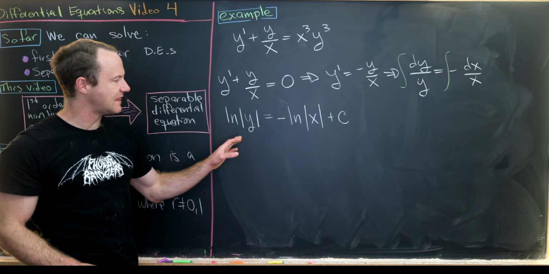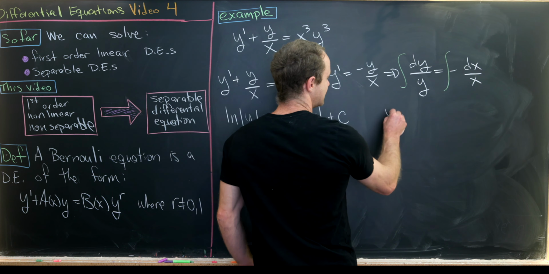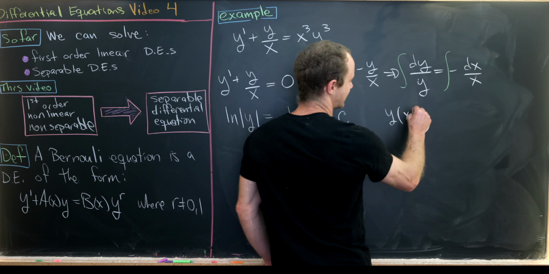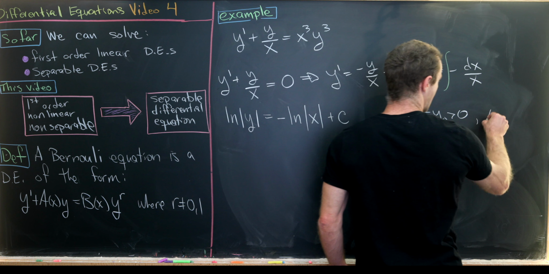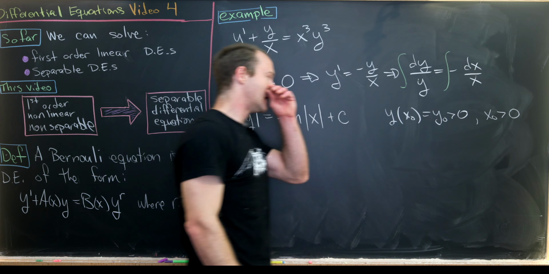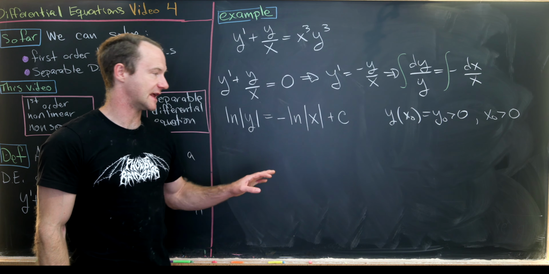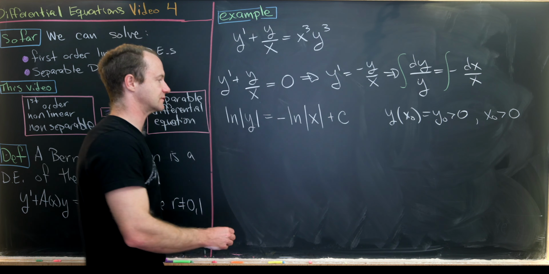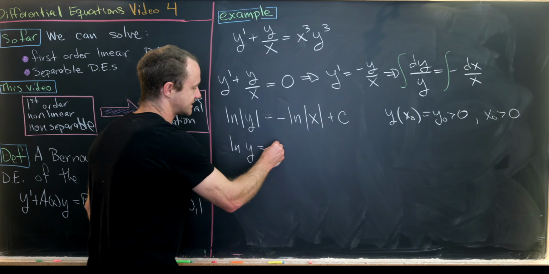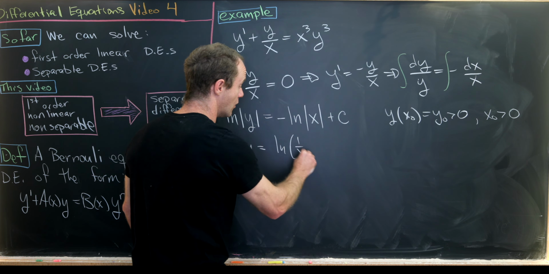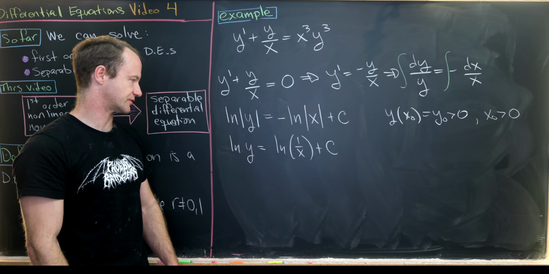And then from here, we're going to make a simplifying assumption, and that is that any initial condition we would be given, y of x naught equals y naught, gives us a positive value of y where x is also positive. And that allows us to assume that these values of y and x are positive, so we can get rid of the absolute values. That's going to simplify our lives quite a bit. So we have the natural log of y equals the natural log of 1 over x plus some constant, where I took this minus sign in and then just took the reciprocal.